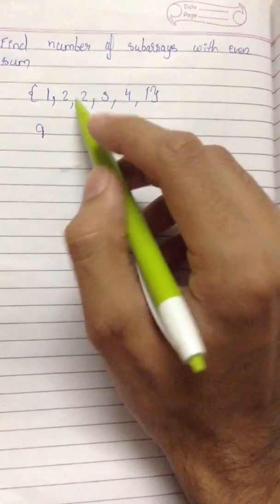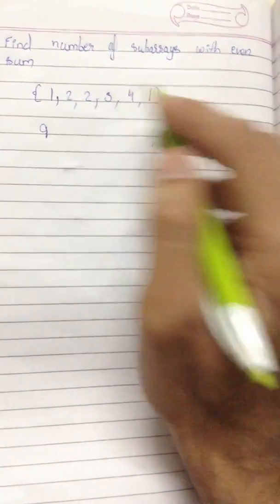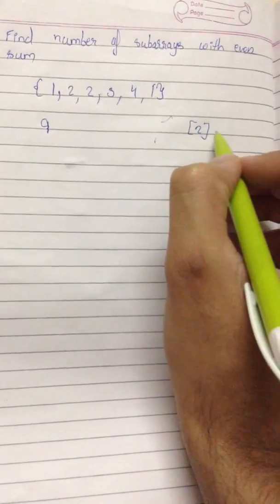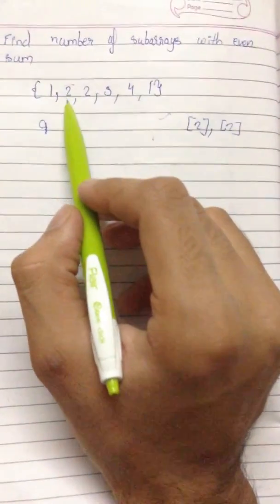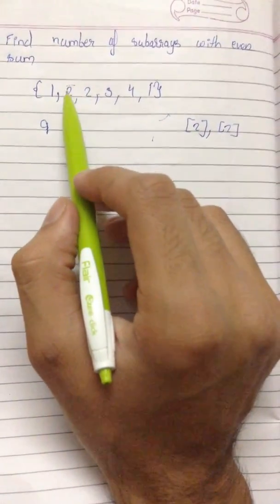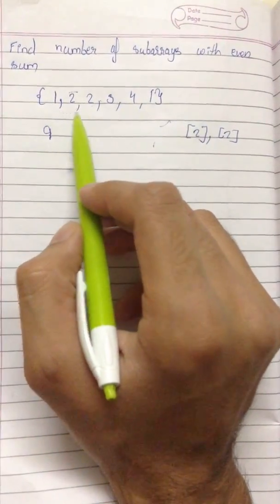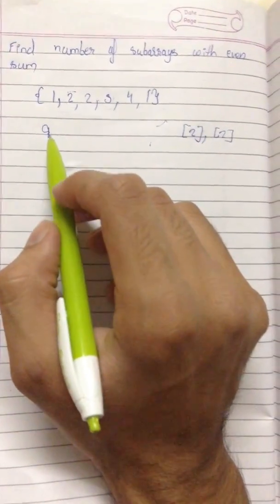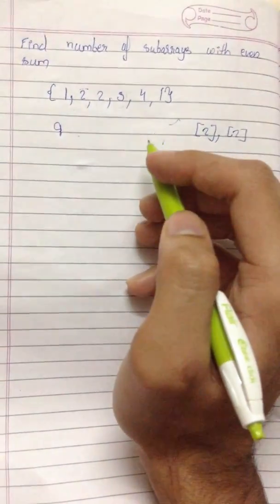We know that a single element will also be a subarray, so let's say this 2 is even, so the count will be 1. Similarly, we have another 2, count will be 2. Now we notice that this is also a subarray with even sum, so this will be counted, and this will also be counted, and similarly we get the output as 9. So how can we do that?